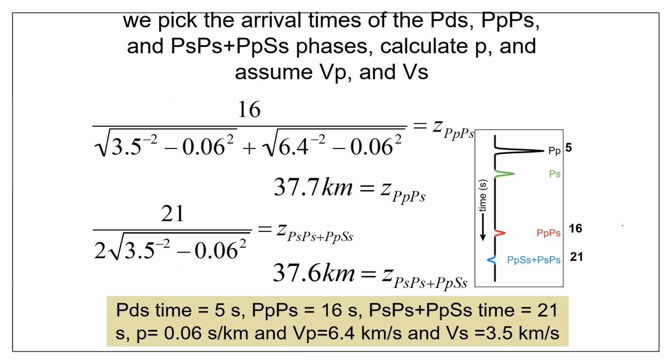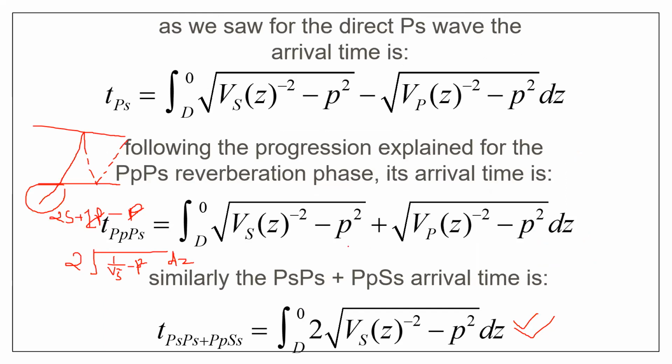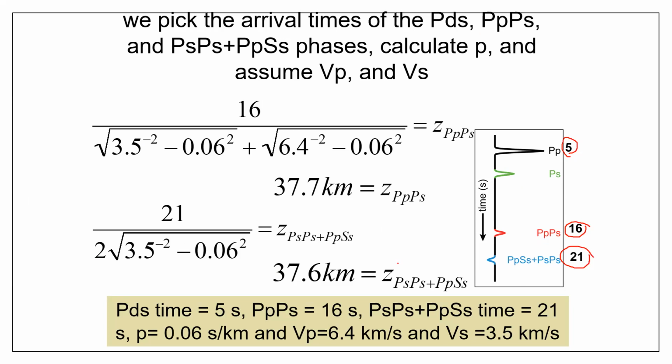Now, if you talk about this receiver function and calculate the value of Z from different arrival times, then you can estimate it. This receiver function that you are seeing is a synthetic receiver function where the P2S converted phase is coming at around 5 seconds, the PPPS phase around 16 seconds, and the PPSS plus PSPS phase around 21 seconds. If you want to calculate the value of Z from this formula, then it can be estimated as this.